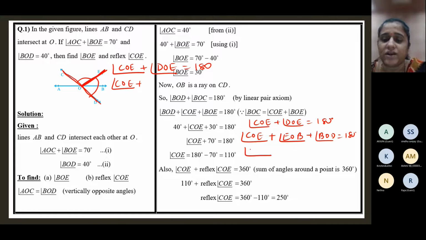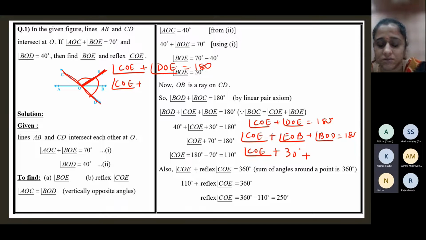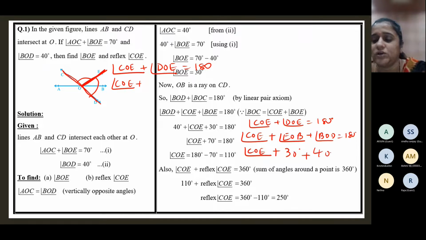Now COE is what we are finding. Plus, how much is EOB? Plus 30 degrees. How much is BOD? We already found it. 40 degrees is equal to 180. So angle COE is equal to 180 minus 70, 110 degrees. So reflex COE will be 360 minus 110, 250 degrees.